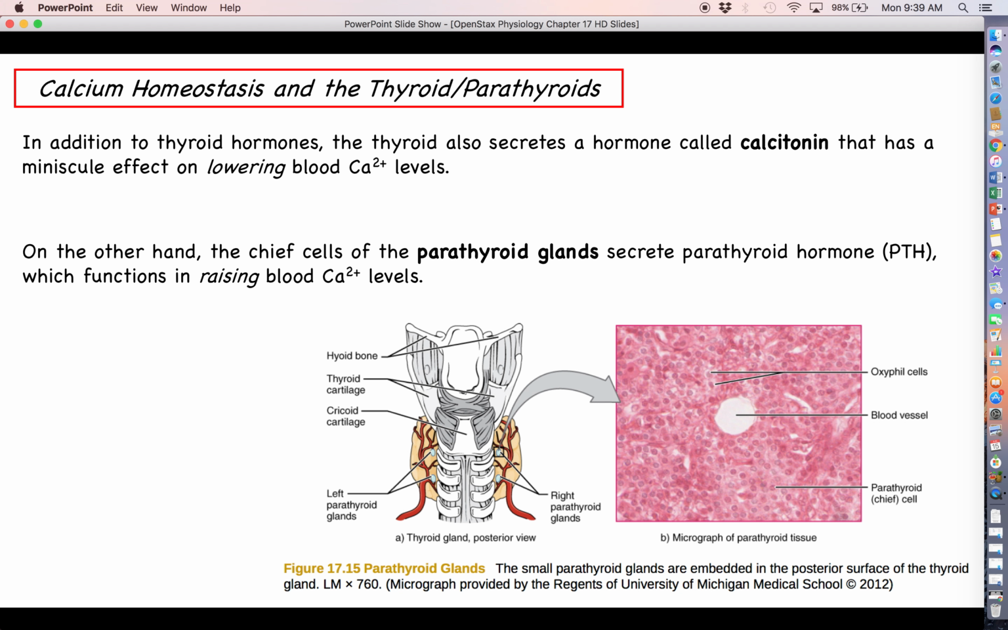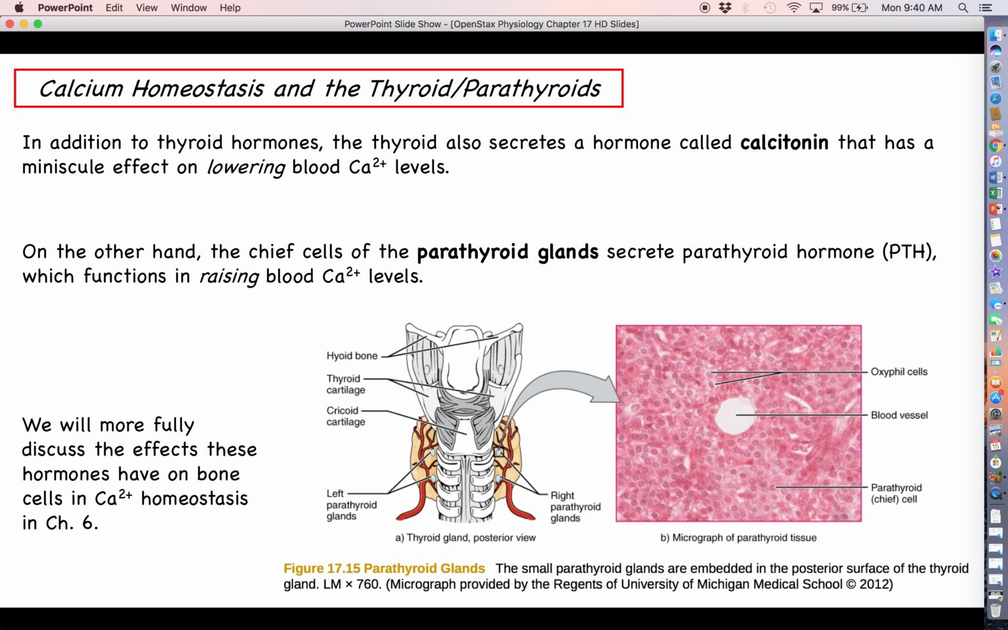But this leads us into a discussion on those parathyroid glands, because the parathyroid glands are also involved in calcium homeostasis. The parathyroid glands secrete a hormone called, appropriately, parathyroid hormone. This hormone is going to raise blood calcium levels when they get too low. If you compare calcitonin and parathyroid hormone, these are typical antagonistic hormones in the same way that insulin and glucagon were. It says here that we will more fully discuss the effects of these hormones in Chapter 6, which has to do with bone homeostasis.